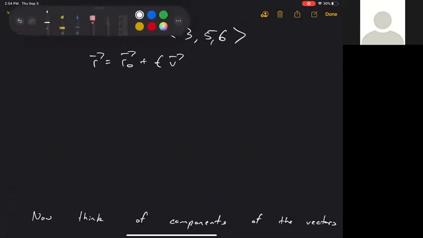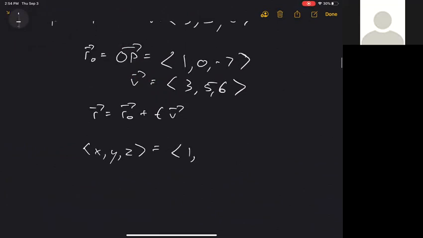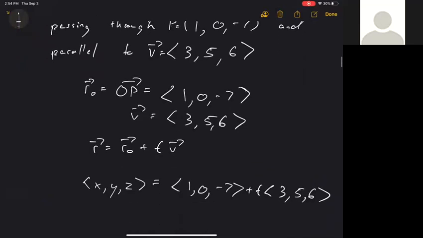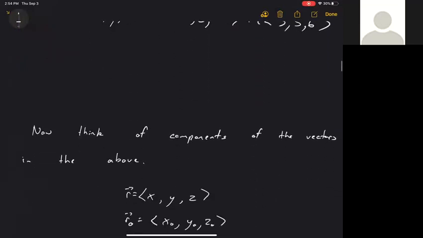And if I wanted to keep it written by components, I could say, well, this general vector xyz is going to be equal to the point on my line plus t times (3, 5, 6). So really not too bad. We'll see some slightly more complicated examples in a bit.